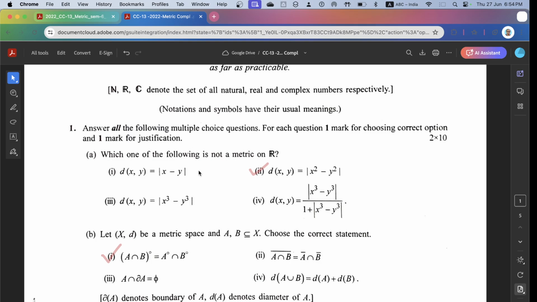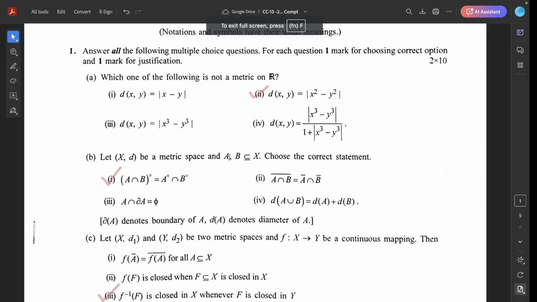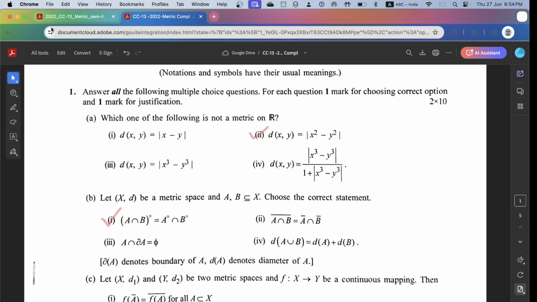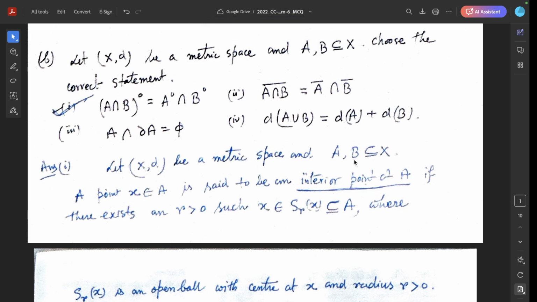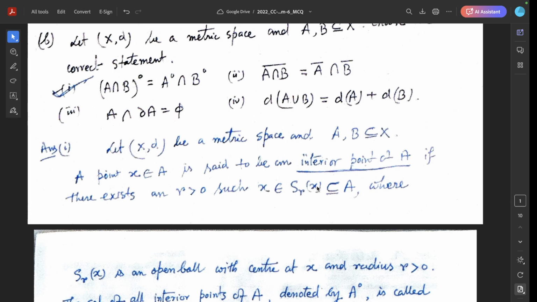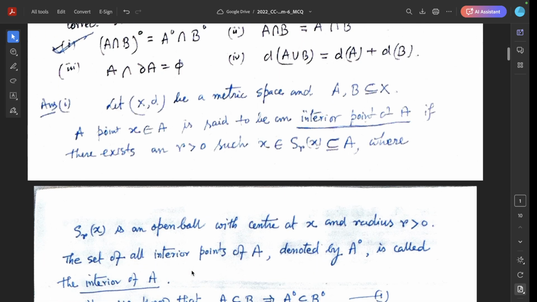Next question 1b. Let (X,d) be a metric space and A be a subset of X. Choose the correct statement. Option 1. Let (X,d) be a metric space and A and B subsets of X. A point x belonging to A is said to be an interior point of A if there exists an r greater than 0 such that x belongs to S_r(x). This S_r(x) is an open ball with center at x and positive radius r. This open ball, open sphere, is a subset of A. The set of all interior points of A, denoted by A naught, is called the interior of A.